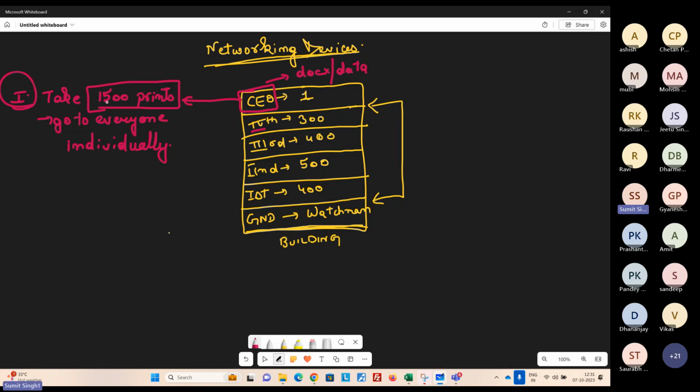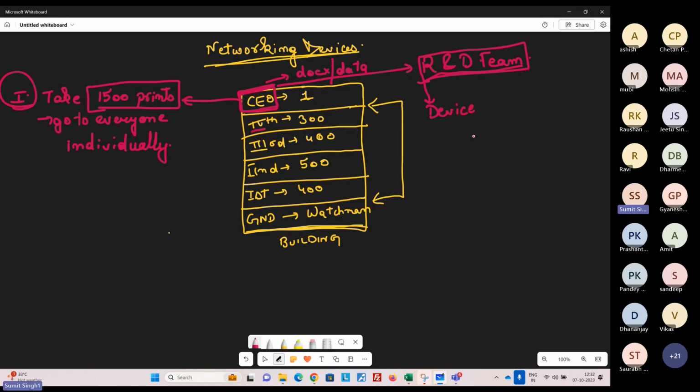A lot of resources. So the CEO realized that it is not a cost effective solution. So he discussed with his R&D team. He contacted his R&D team. He said that we need to find a solution that is cost effective, that is viable for me, so that I don't have to take out 1500 prints every time. So what that R&D team did, they researched and they built a device.